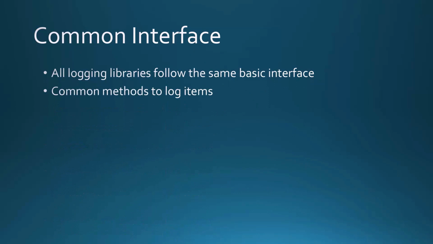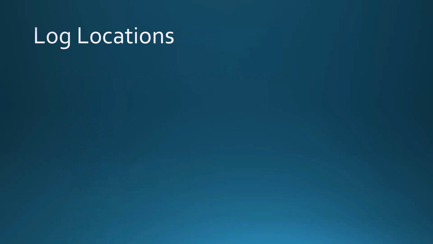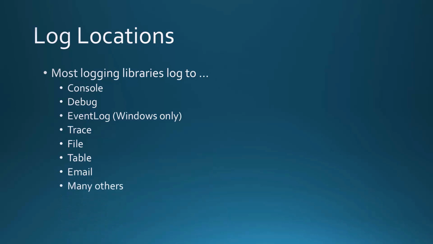They have common methods used to log items, such as Log, LogCritical, LogDebug, LogError, LogInformation, and LogWarning. So where can you put the log information? Well, most logging libraries will allow you to log to the console window, to the debug window, to the event log if you're on Windows, to a trace that you set up, to a file, even to a table, although I probably wouldn't use that one too much. And you can log to email as well. And of course, there's probably others out there I've forgotten.